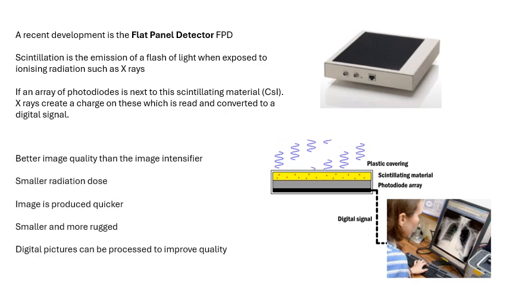Better quality than an image intensifier. You can use a smaller radiation dose. The image is produced much quicker because there are fewer components in the chain. It's smaller and more rugged than the image intensifier, and you're producing these digital images. And once you've got a digital image, you can store it on your computer, you can email it, you can process it, you can increase the contrast, you can do loads of stuff with a digital image. So that's a flat panel detector, FPD.